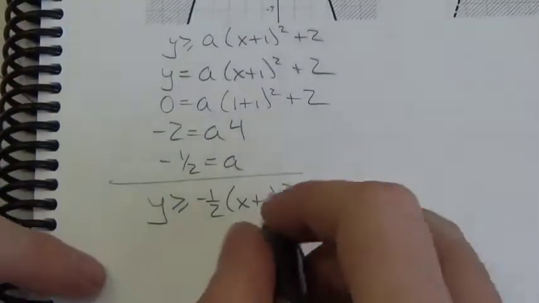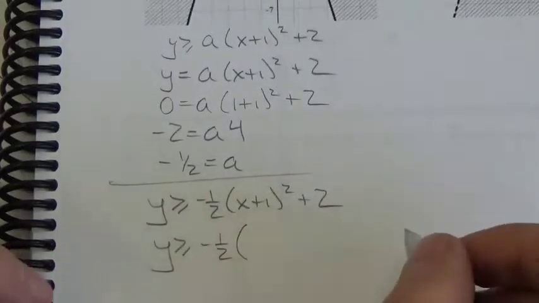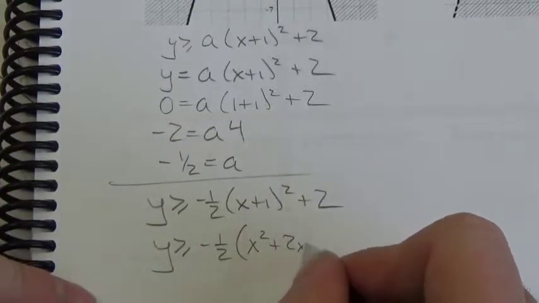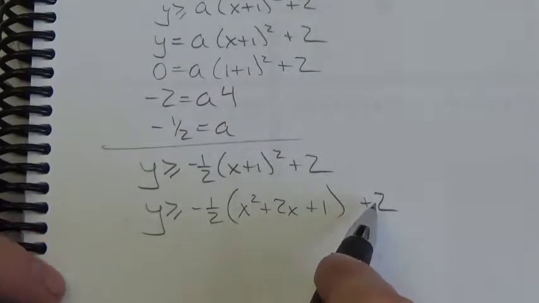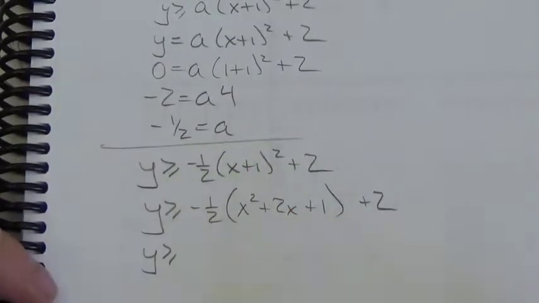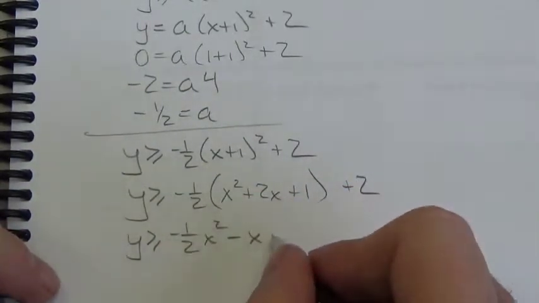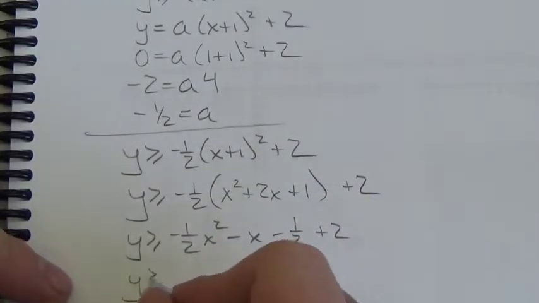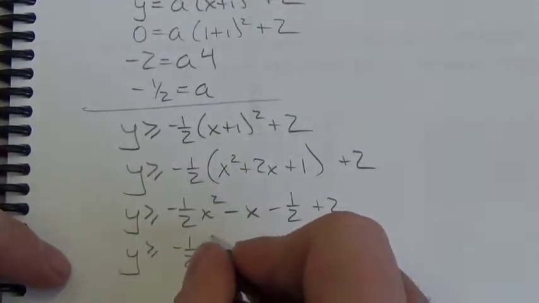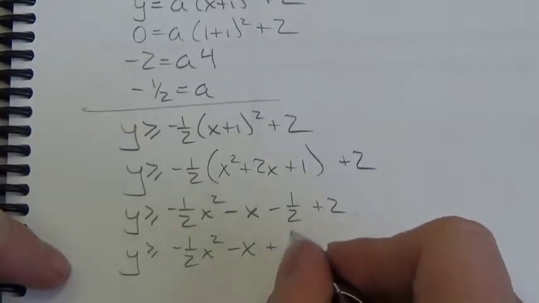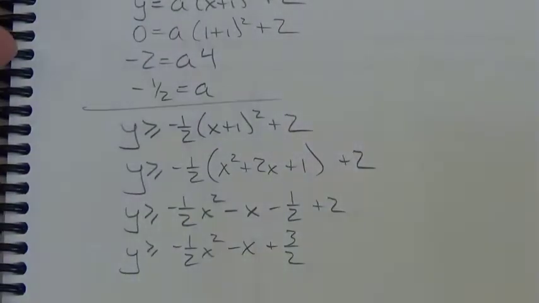Almost there, because I have to expand this out to put it in standard form. That'll be -1/2. Let's deal with this square first, so it'll be x squared plus 2x plus 1, plus 2. That's the q value of the vertex there. Let's distribute that -1/2 through. So -1/2 x squared minus x minus 1/2 plus 2. Finally, putting together the like terms, all I've got are those constants: -1/2 x squared minus x, and that is going to be plus 3 over 2 when I add those two values together. And so there you go in standard form.